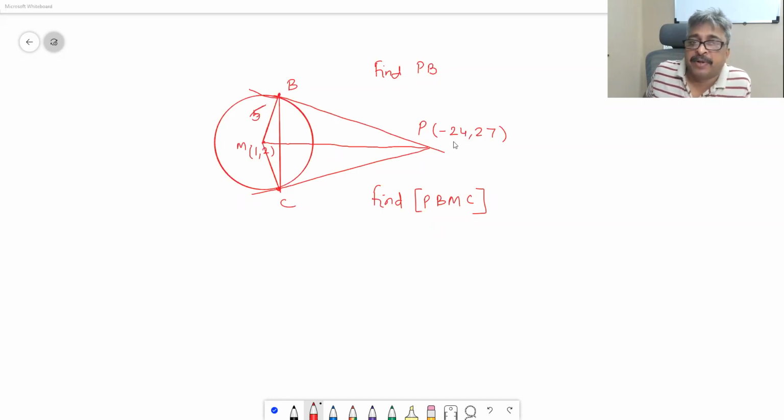BMCP is a kite. The first thing we should do now is find distance PB. This is called the length of tangent. PB or PC, both are going to be equal. So finding PB is the first problem. Find the area of PBMC, the area of the quadrilateral, is the second problem. And maybe the third problem is to find the area of PBC.